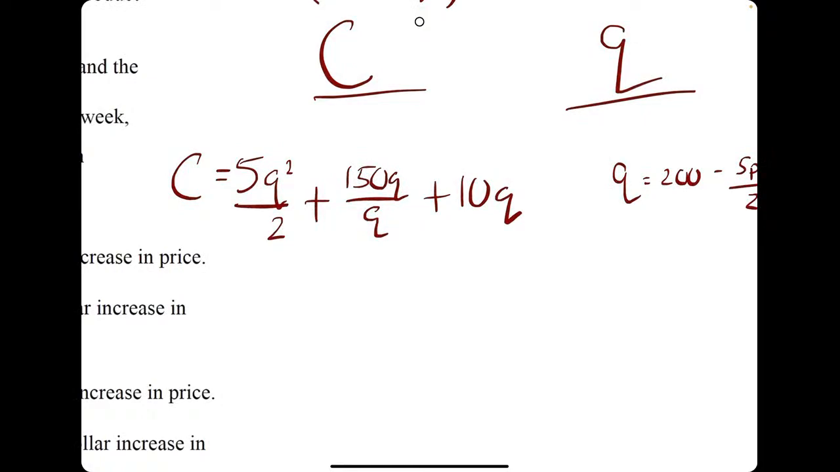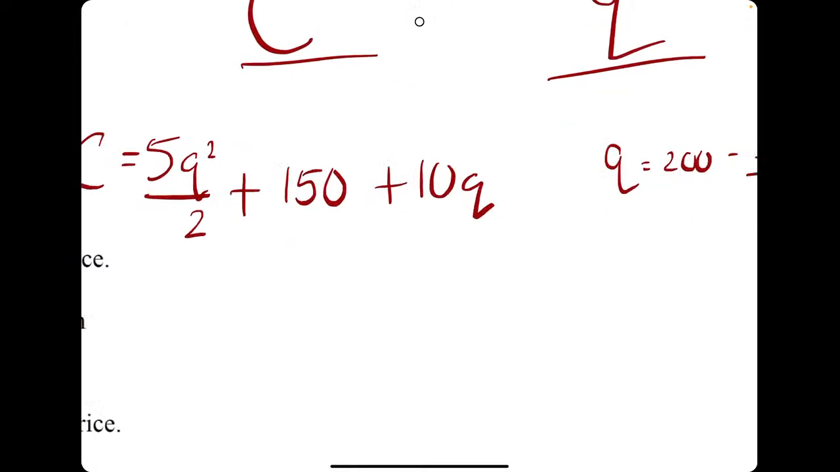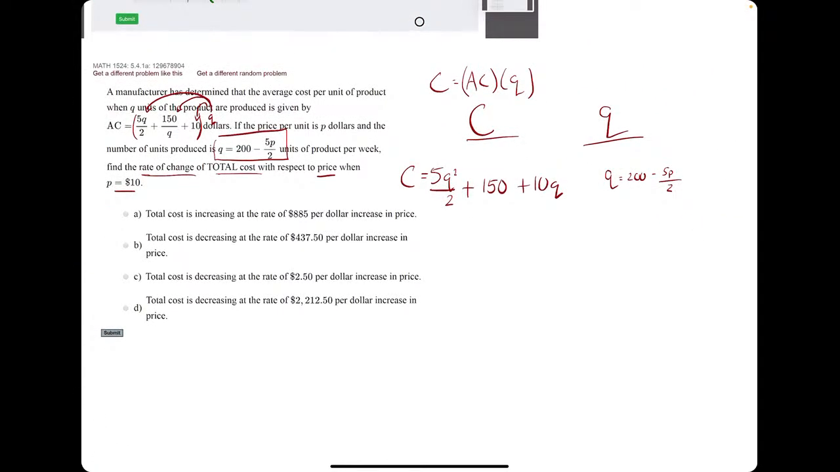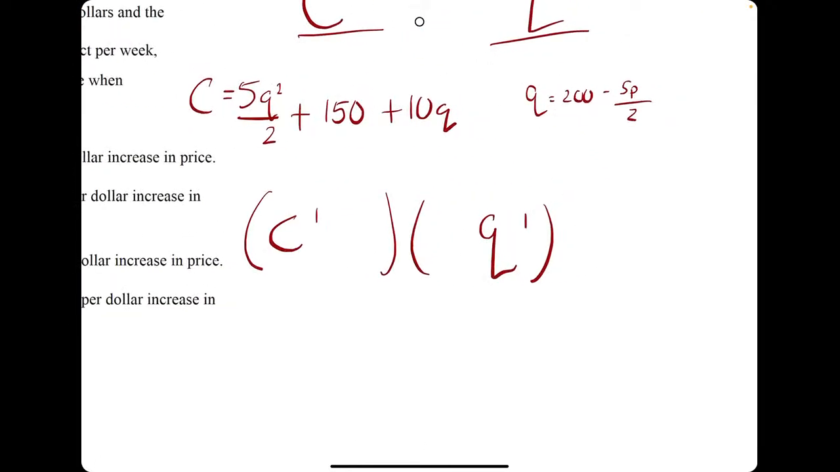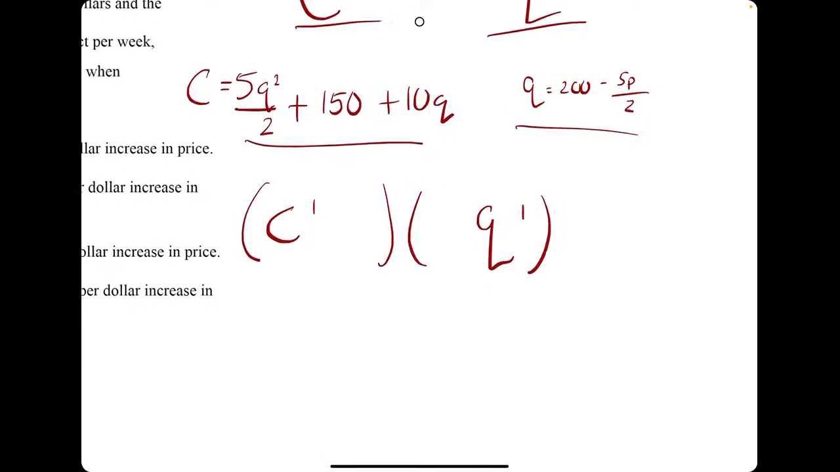Can we simplify anything? 5Q squared over 2 seems good. 150Q over Q cancels, and we're left with just 150 for the middle term, and then plus 10Q on the end. Those look good. Once we have C and Q, we take their derivatives, and we will multiply these together. So no plugging in, no substituting anything yet. We're taking the derivative of this and that.